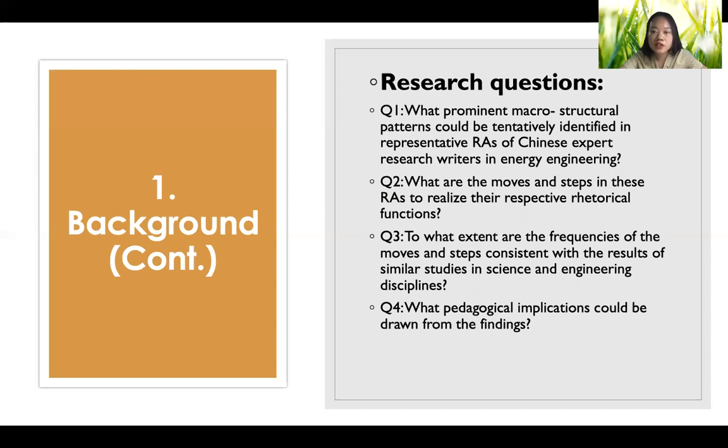To achieve the research purpose, four research questions are formulated. The first research question is, what prominent macrostructural patterns could be tentatively identified in representative research articles of Chinese expert research writers in energy engineering? The second question is, what are the moves and steps in these RAs to realize their respective rhetorical functions? And the third question is, to what extent are the frequencies of the moves and steps consistent with the results of similar studies in science and engineering disciplines? And the last question is, what pedagogical implications could be drawn from the findings?